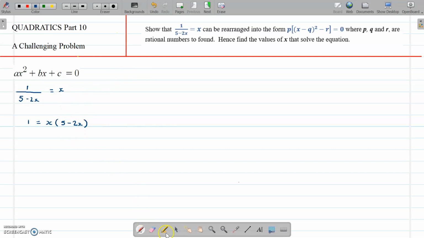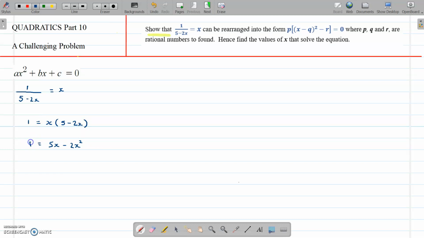Now, because it says show that here, it's important that all the steps are there. You can't just jump straight to the conclusion without showing sufficient working. All right. Now I'm going to multiply out the bracket. And I get 1 equals 5x minus 2x squared. And it's starting to look like a quadratic.